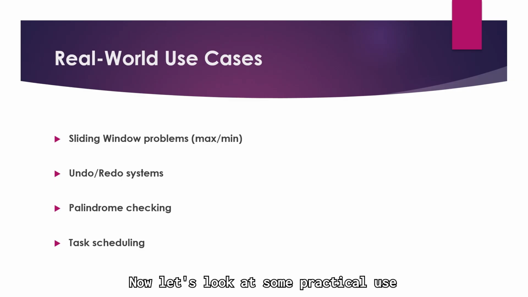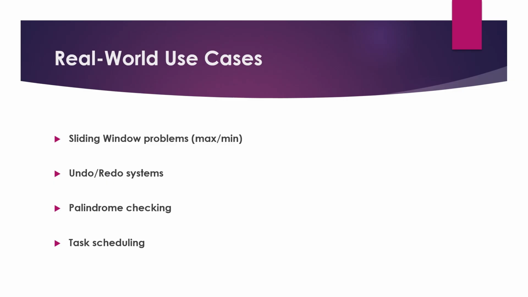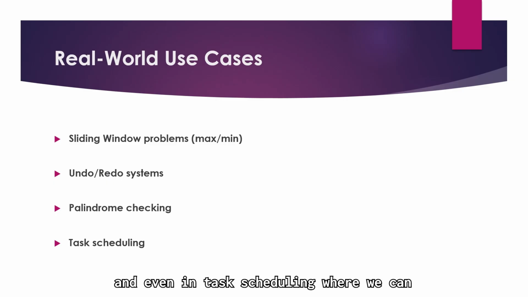Now let's look at some practical use cases. One of the most common is solving sliding window problems, where we need to insert and remove elements from both ends of a sequence. Deques also help in implementing undo and redo systems where actions are pushed and popped depending on user behavior. They are also great in palindrome checking, where we compare elements from both ends, and even in task scheduling, where we can dynamically add or remove tasks based on priority. In short, deques show up in many real-world applications.